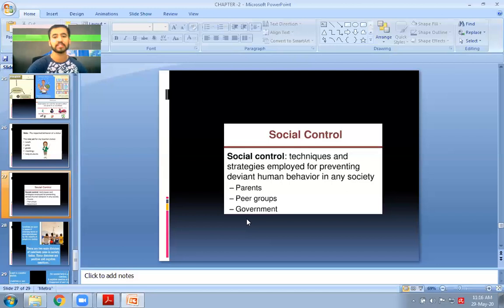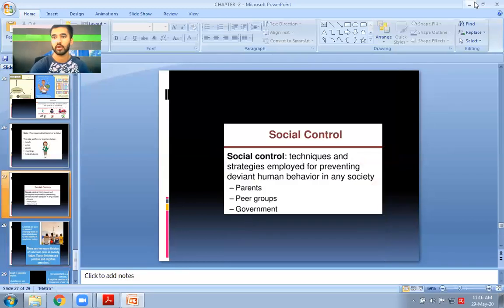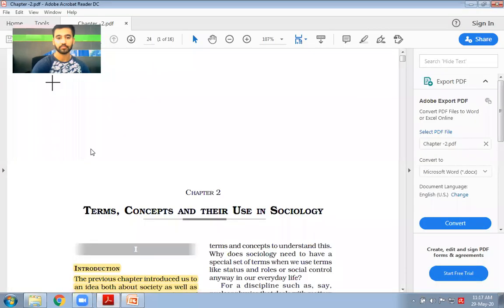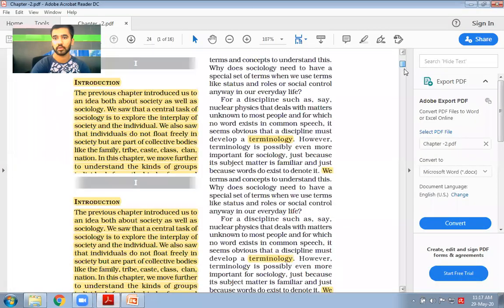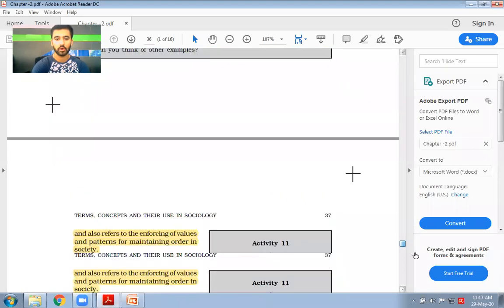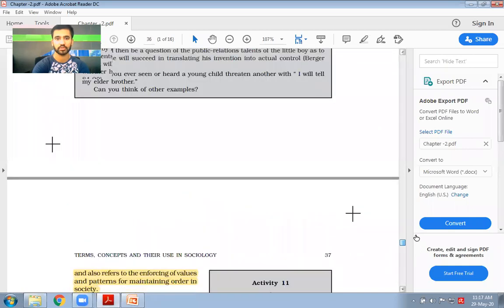So parents, your government, and certain institutions, they are all agencies through which social control is being exercised, right? Okay, so now I'll move back to your textbook. Now you will easily understand and relate to what I'm telling you.